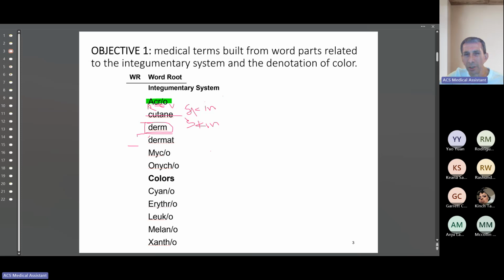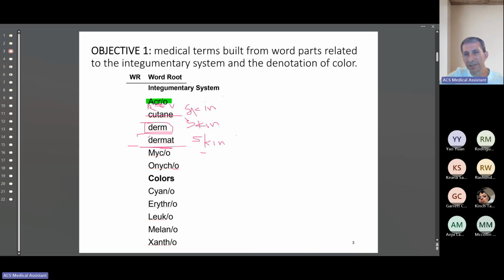Dermat. Dermat also means skin. See, derma means skin. See how many terms mean the same, but we use them according to the context of whatever we are trying to convey. That's basically what it is. So cutane, derm, dermat mean skin. Once again, later on, we're going to add a suffix, and then we're going to find the complete meaning of the medical term.